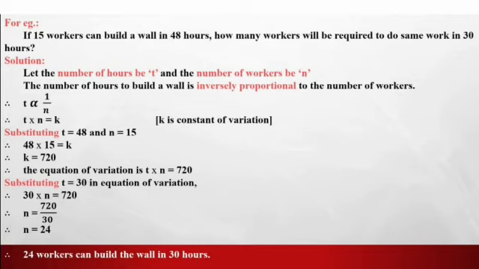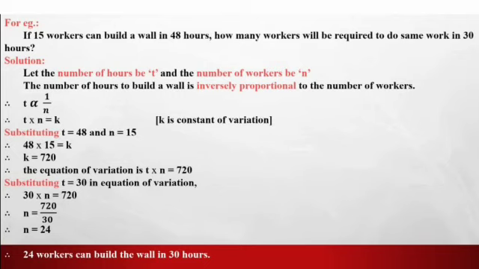We have taken the variable T for hours, and for the workers we have taken the variable N. So the number of hours to build a wall is inversely proportional to the number of workers. Therefore T alpha 1 upon N. Now in inverse variation we are going to find out the product. The constant has to be in product. So T into N is equal to K. K is a constant of variation.